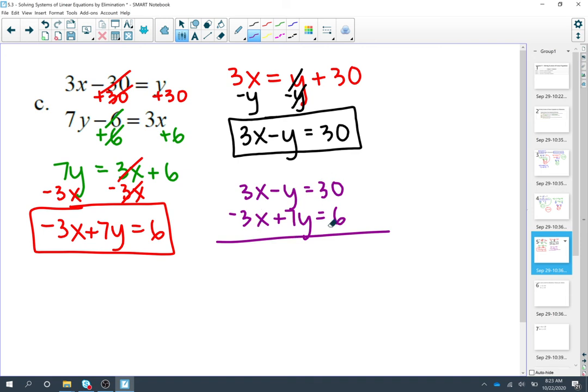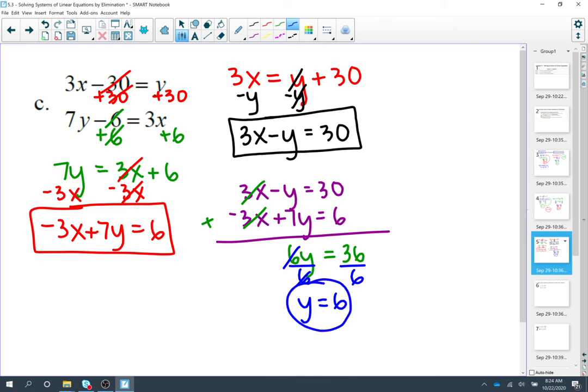So I'm looking for an opposite coefficient. Well, on the x's, I have a 3 and a -3, which is what we want. So we're going to add. 3x plus -3x cancel and go to 0. Negative y plus 7y, keep in mind this is like a 1, is 6y equals 30 plus 6, 36. Then we solve for y, so I'm going to divide by 6. Y equals 6. Then I have to take that and substitute it back in.